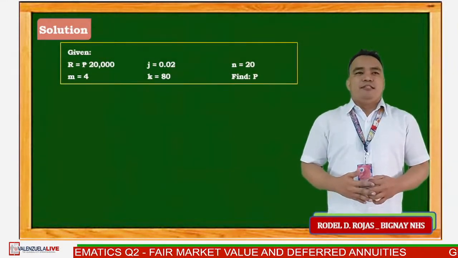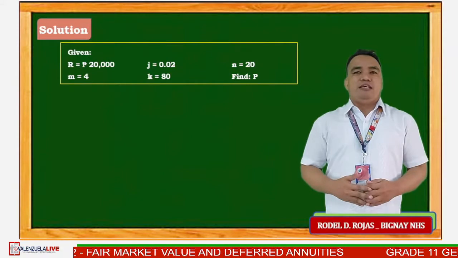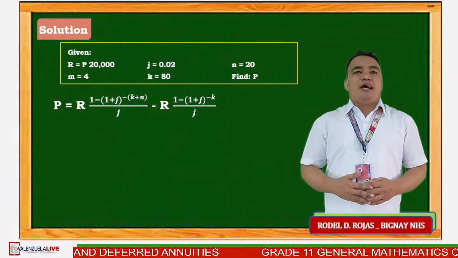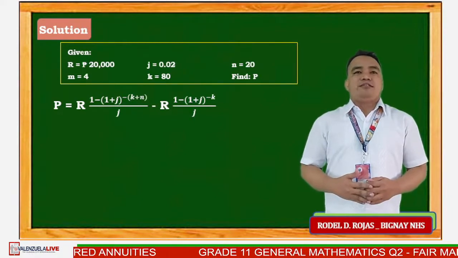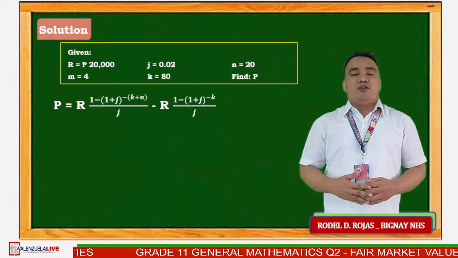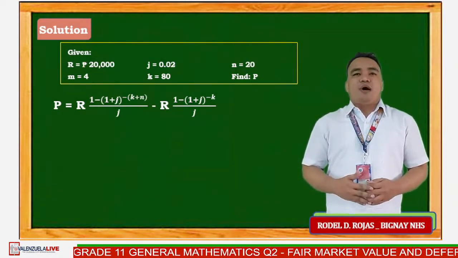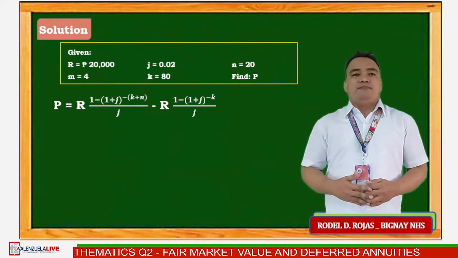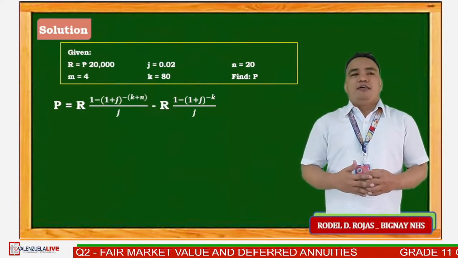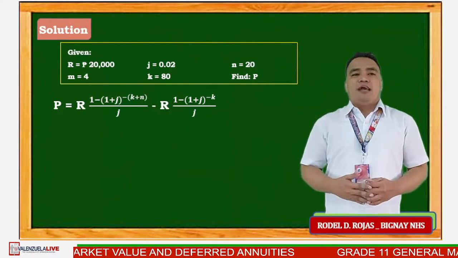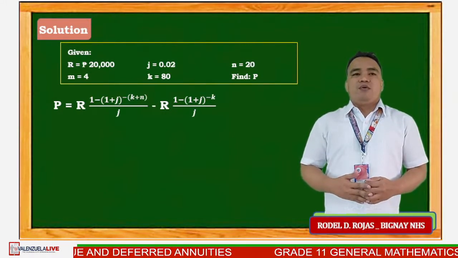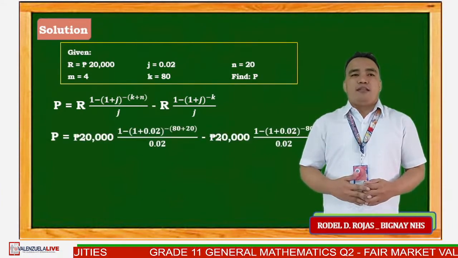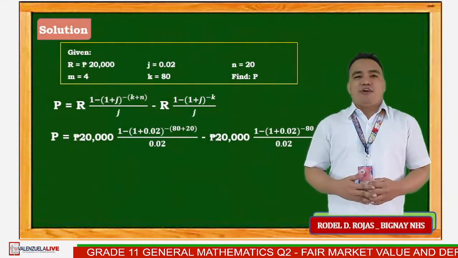For the solution, the present value P of a deferred annuity is given by the formula P equals R times 1 minus the quantity of 1 plus J raised to negative of the quantity K plus N all over J minus R times 1 minus the quantity of 1 plus J raised to negative K all over J. Again, the given R equals 20,000 pesos, M equals 4, J equals 0.02, K equals 80, and N equals 20. Next is substitute the given to the formula.